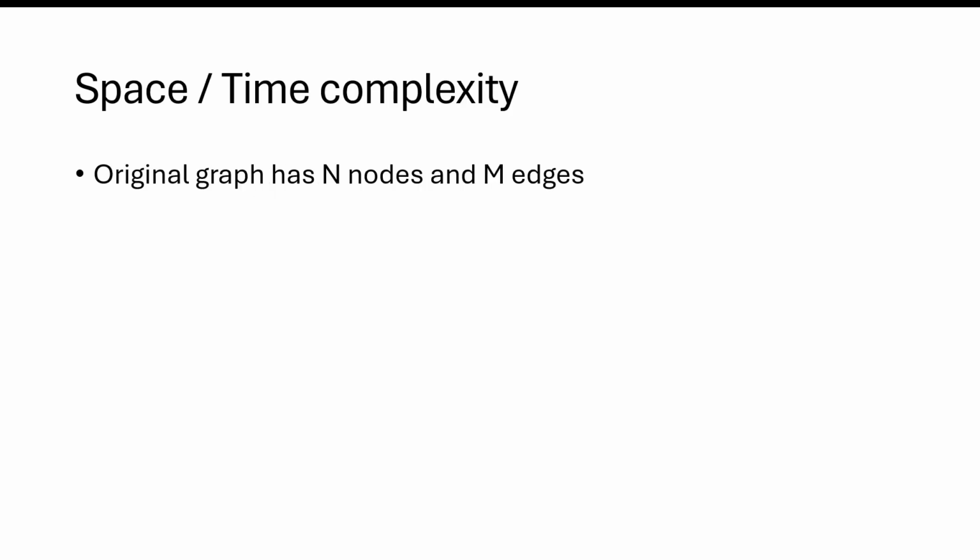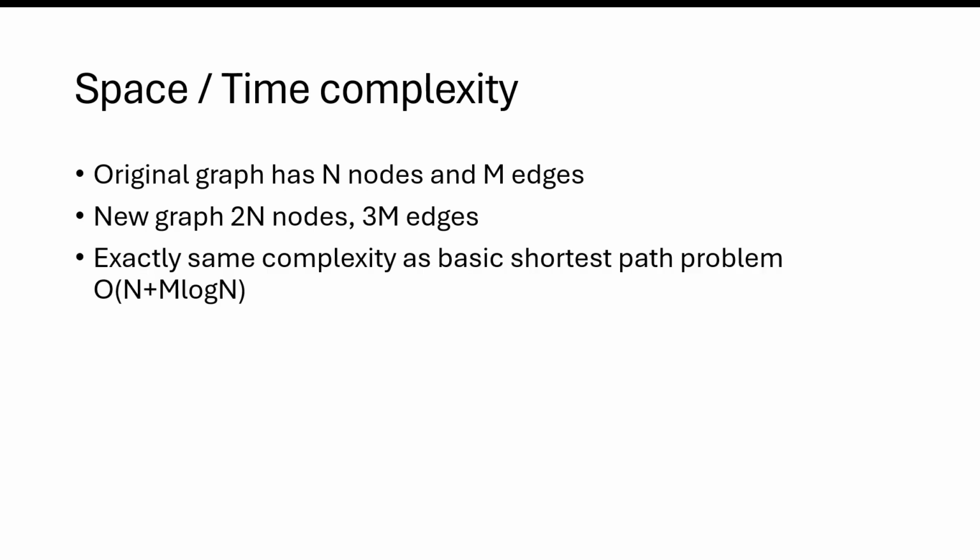What's the space and time complexity of this algorithm? If the original graph has n nodes and m edges, then the new graph has 2 times n nodes and 3 times m edges. Then we run Dijkstra on that graph. This means that we have achieved the same complexity as Dijkstra's algorithm. As a result, not only have we found an optimal solution to this problem, it's also very, very easy to implement when you write code.